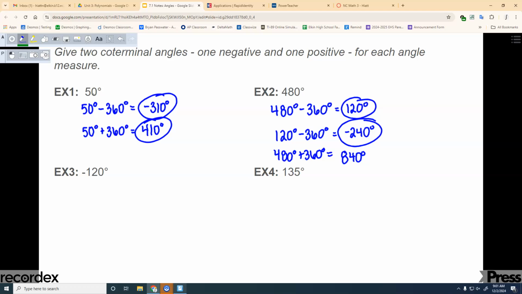Okay, find the coterminal angles, one positive, one negative for 3 and 4. Negative 120.